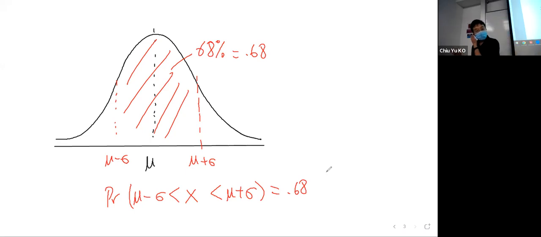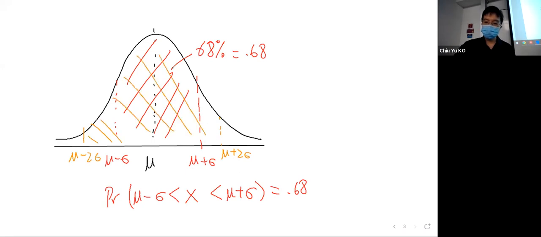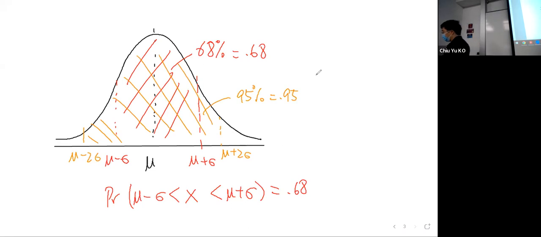And the next one: mu plus 2 sigma and mu minus 2 sigma, this area is 95, or 0.95. So basically you can safely say most of the things fall within 2 SD. That's why we usually have the 2 SD rule.